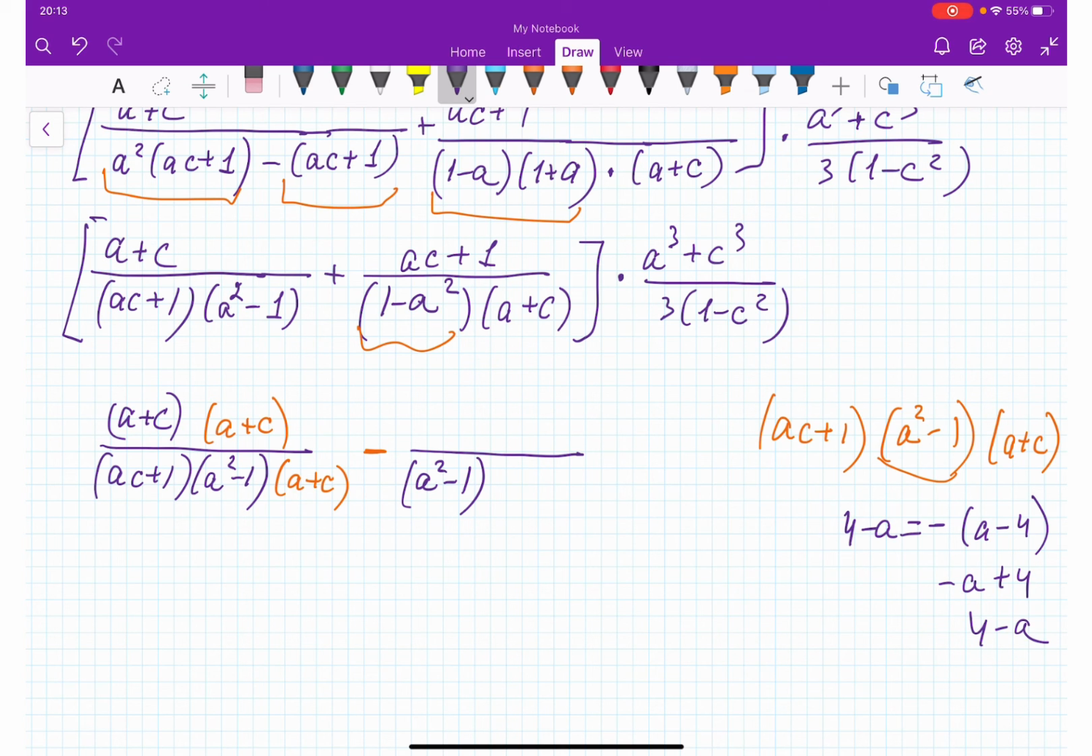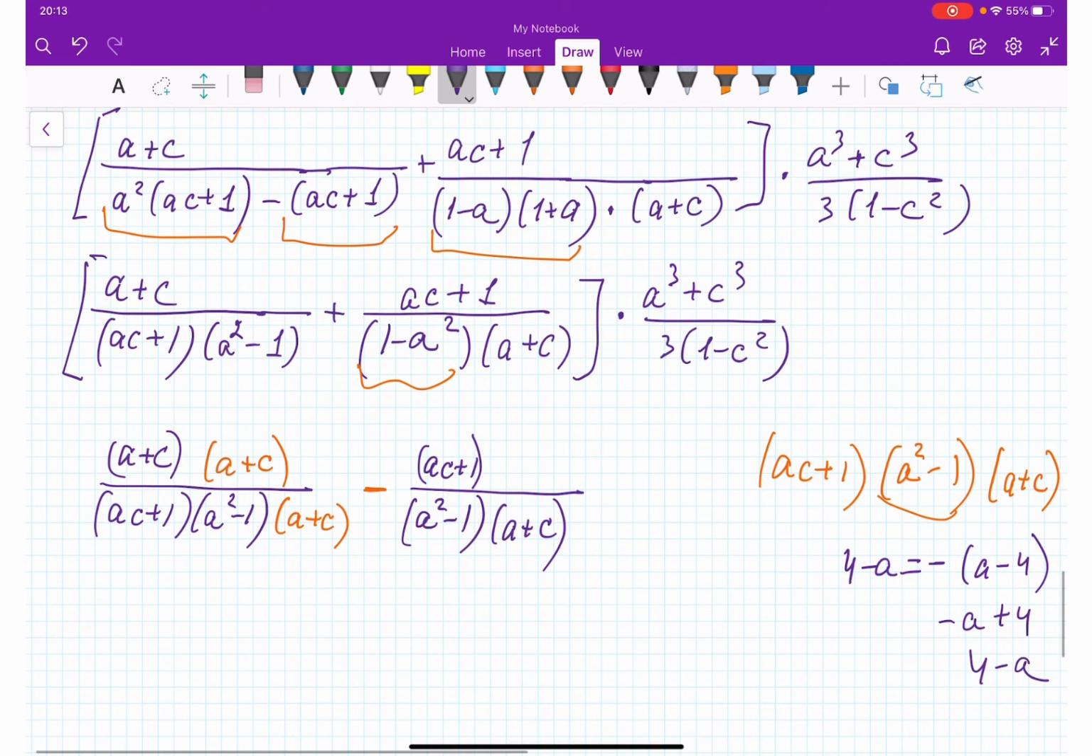You see that? Okay. So in the numerator, I have ac plus 1. In the denominator, a plus c. So which part is missing here? We have a plus c, a squared minus 1. We need to add ac plus 1.